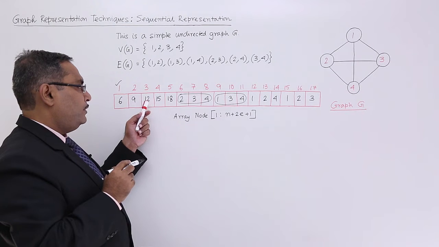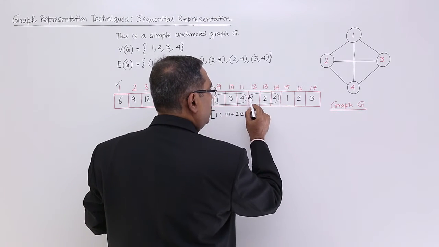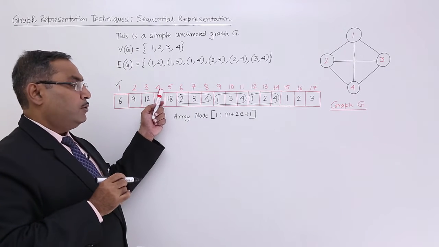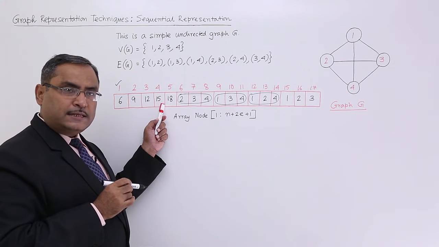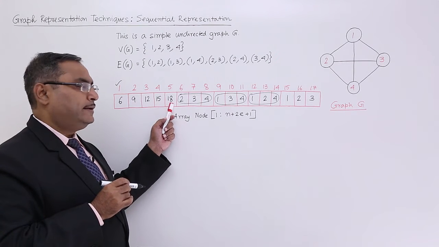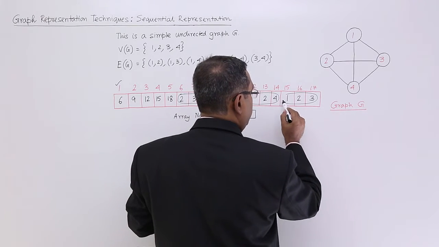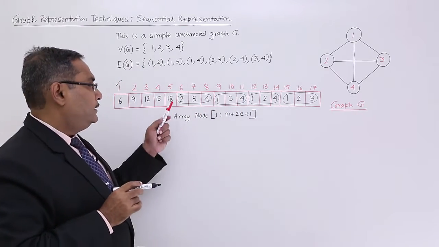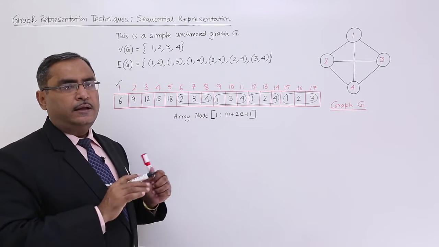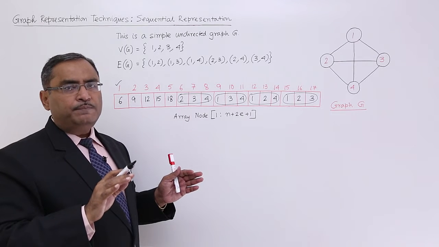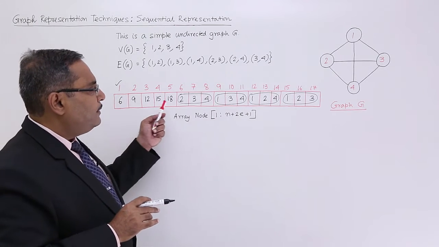And then node number 3 from 12 to 14. So 1, 2, 4 is the adjacent node list for node number 3. For node number 4, the adjacent node list will be starting from the 15th place of the one-dimensional array and get terminated at the 17th place. And this particular 18 is not existing, and that indicates the end of the adjacent node lists of the nodes. So this is the representation in this way.